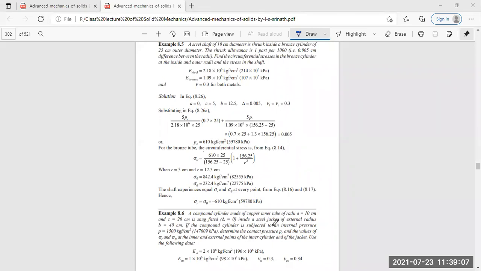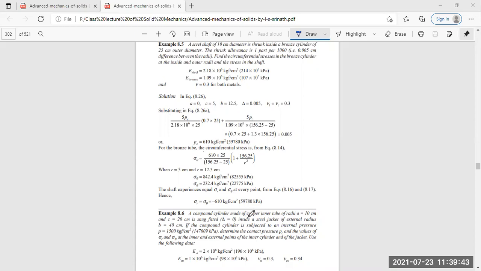Snug fitted means what? You are supposed to fit one jacket inside the other with hand pressure, but there should not be any force fitting, meaning we don't have to apply any hydraulic pressure, or there should not be any relative movement between the jacket and the inner cylinder itself. So there is no deflection among themselves due to this type of fitting, but they are fitted by hand, and they should not move at all inside each other.